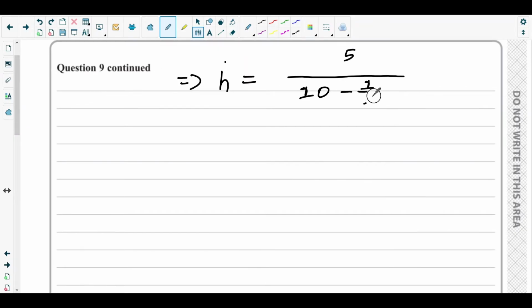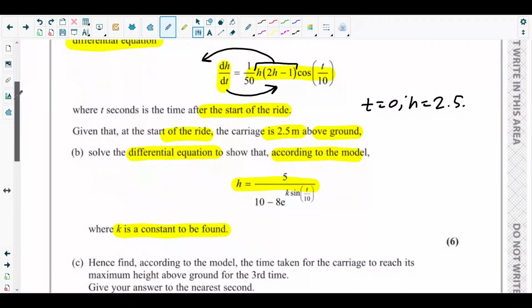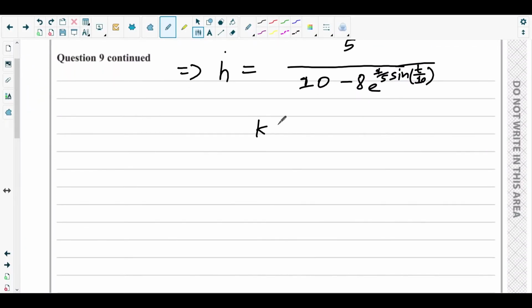Okay, it should be 8 e to the power 1 over 5 sine t over 10. That's it. So is it the format they have asked for? 8 e to the power k sine t over 10. So the value for k is nothing but 1 over 5. Okay, 1 over 5. That's it.